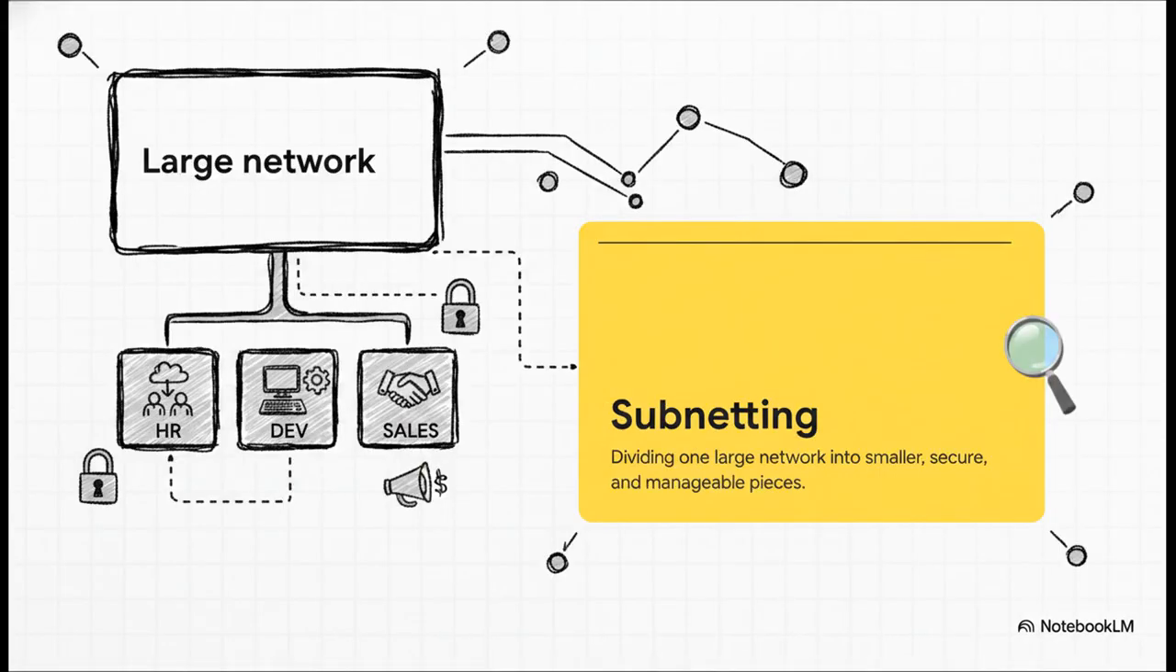And speaking of keeping things organized, that leads us right into a concept called subnetting. Because within a large network, you definitely don't want everyone having access to everything, right? Subnetting is simply the process of dividing one large network into smaller, more manageable, and much more secure pieces. For example, in an office, you'd use subnetting to make sure the HR team, the software developers, and the sales team all have their own completely isolated network spaces. It keeps everything neat, organized, and most importantly, highly secure.